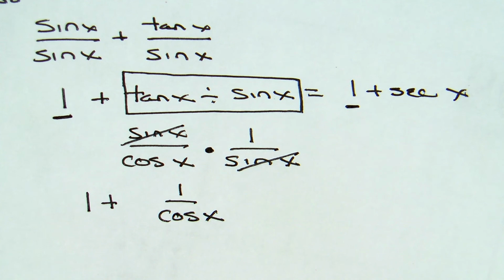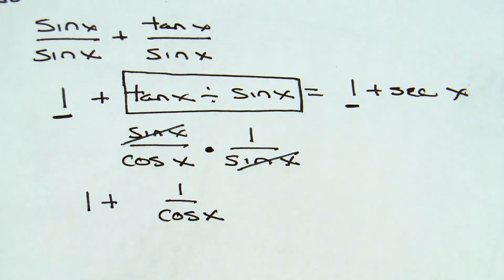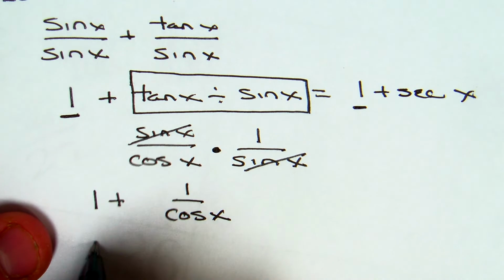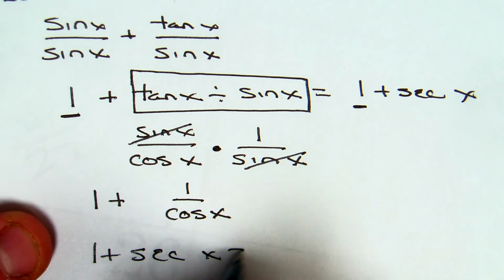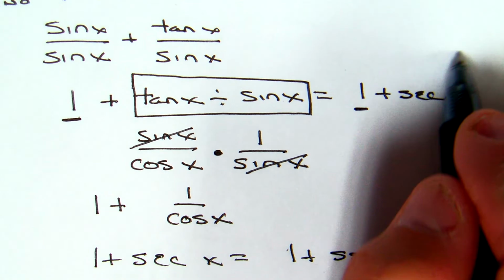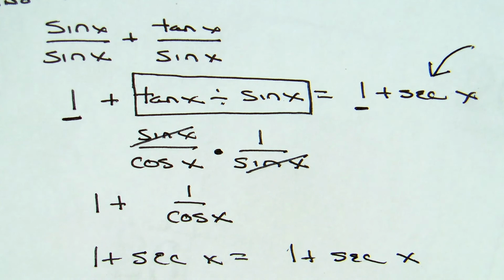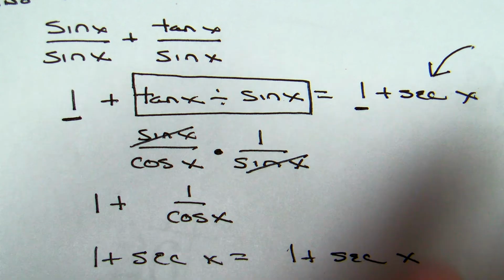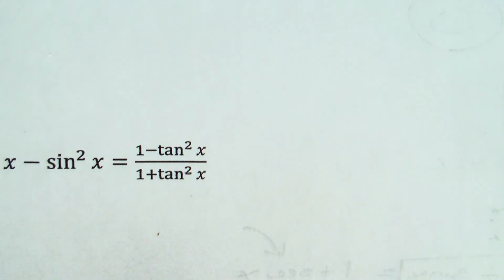Now you have a choice. Most people are going to rewrite 1 over cosine x as what? What's the inverse or reciprocal of cosine? Secant. 1 plus secant x equals 1 plus secant x. And you're done. Your other choice, if you wanted to, is you could rewrite secant as 1 over cosine. And you'll still be right because both sides are exactly the same. As long as they're the same, you're good. It could take one step, it could take multiple steps. Alright? Everybody good with a monomial in the denominator? Okay, let's go on the back then.